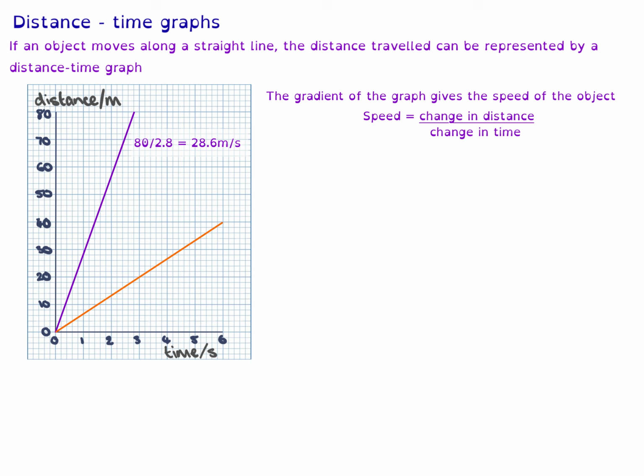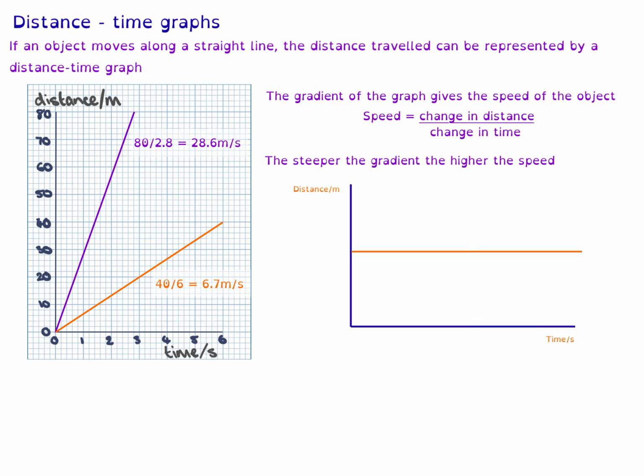Then if we look at our second line in orange, if we read the total distance and total time, that gives us 40 divided by 6, which gives us a speed of 6.7 metres per second. So as you can see, the steeper the gradient, the higher the speed.